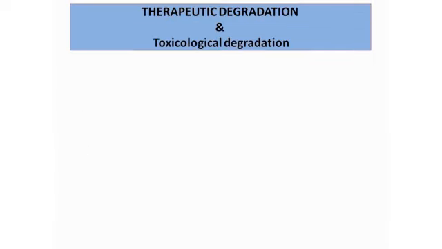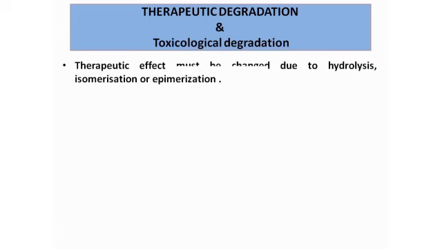Okay, so now the next concept is therapeutic degradation and toxicological degradation. So what are these? The therapeutic effect of any drug may be changed due to processes like hydrolysis, isomerization, epimerization, regarding which we have already cited a few examples. We know that, right? An example is adrenaline.